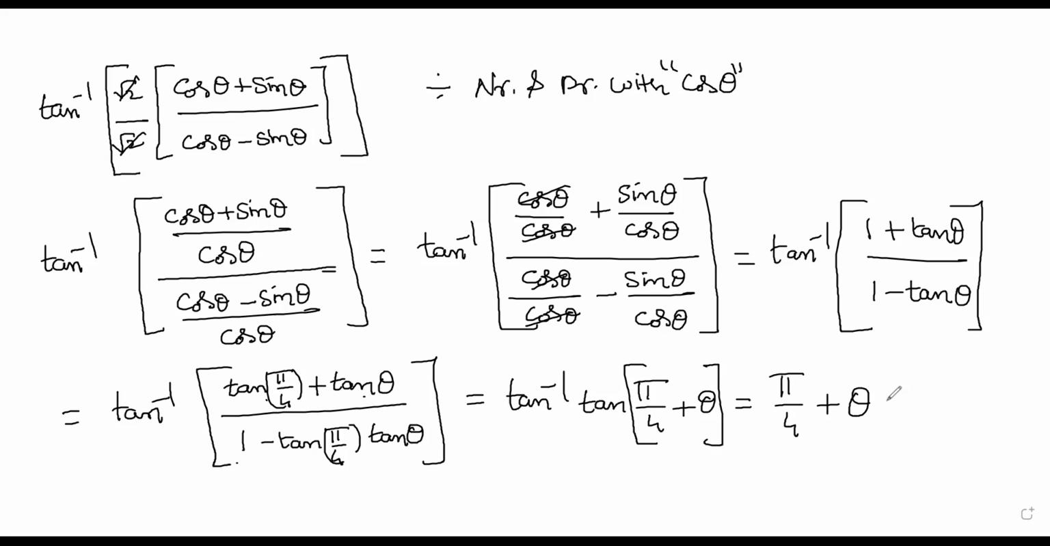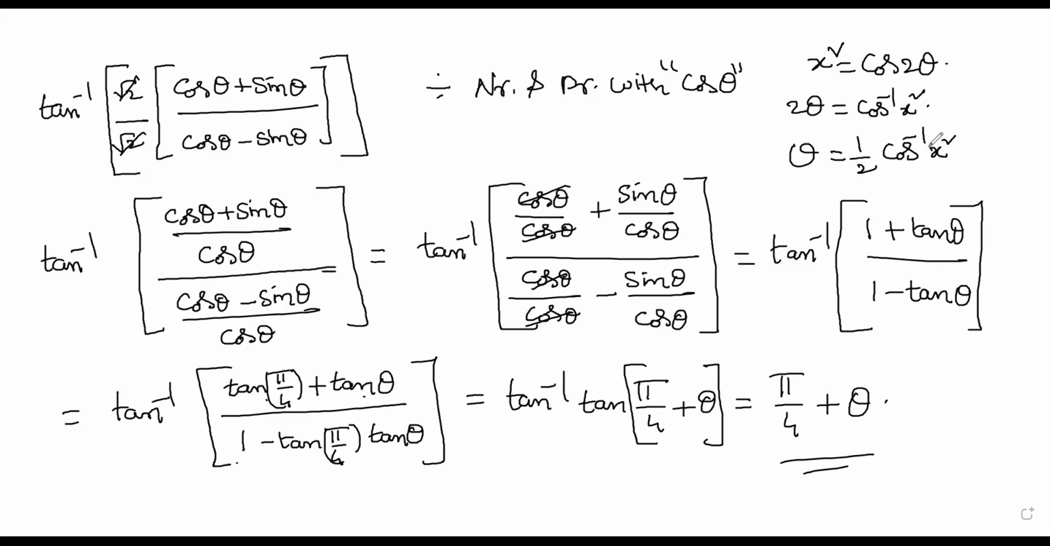So what is the theta we started with? You have to go back to that. We started with x square is equal to cos 2 theta. So 2 theta is cos inverse of x square, and theta is half of cos inverse x square. Then you substitute, and you get the answer: pi by 4 plus half cos inverse x square. This is a little bit long problem. If you follow the exact steps, you need a lot of practice to do this for sure. We'll put the brackets here properly.